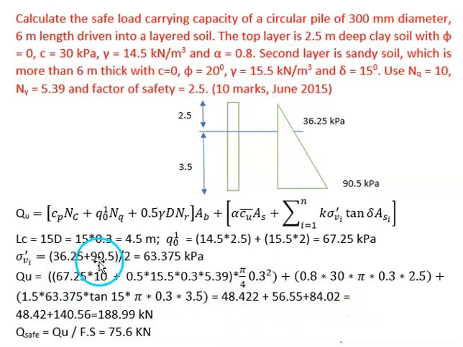So here average effective stress is calculated for the second layer because the first layer is cohesive soil. So there is no need of finding the average effective stress because this term will not be there for the first layer. We have to use this equation for the first layer and this one for the second layer.